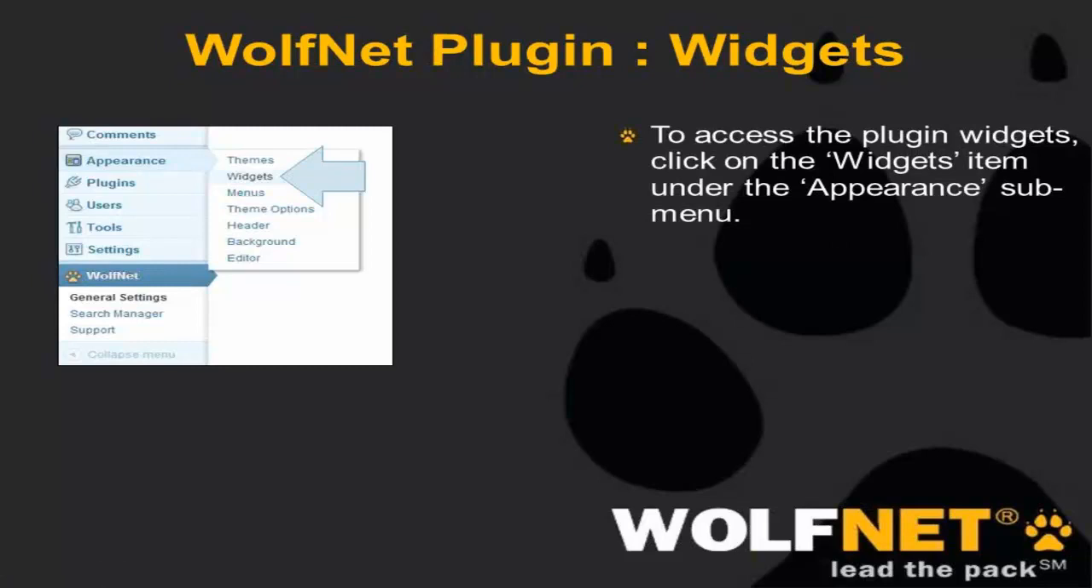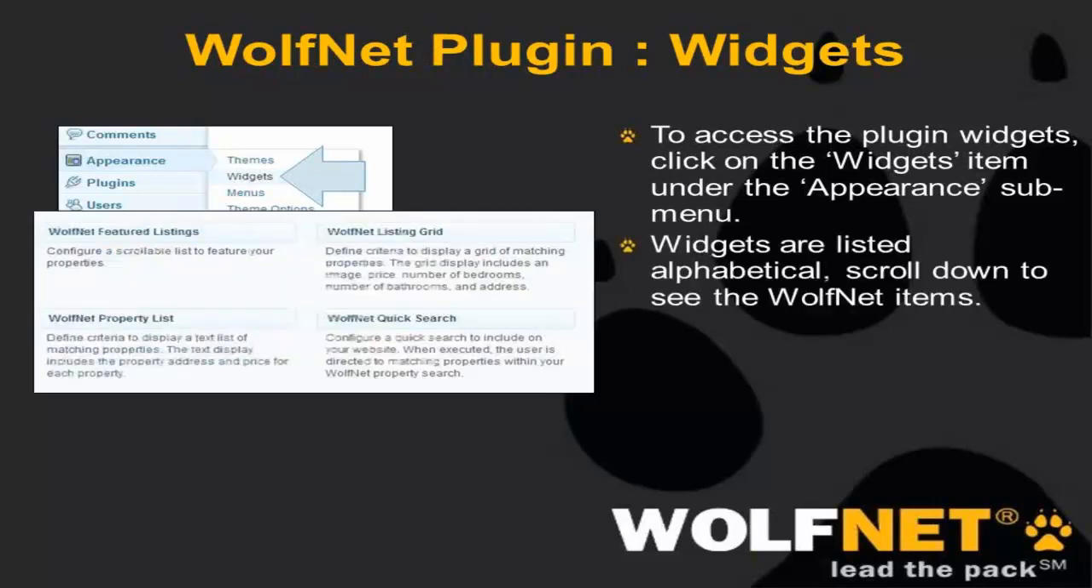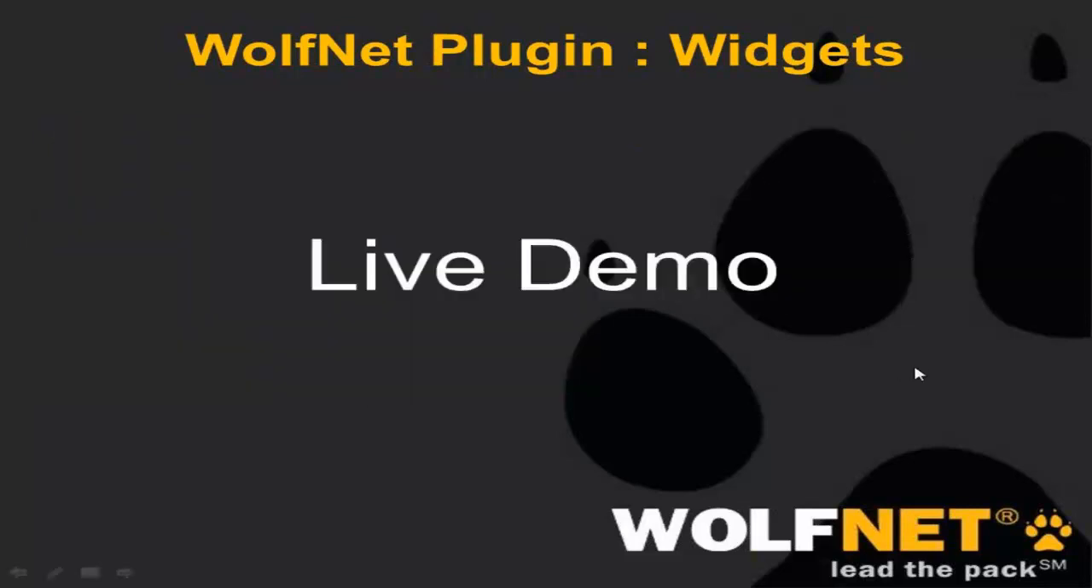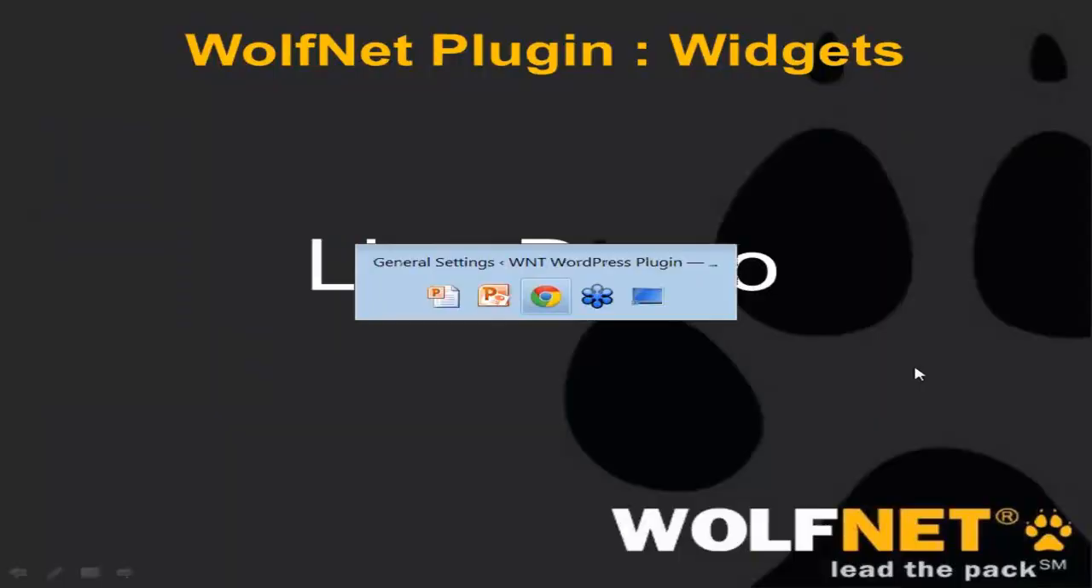To get to these WolfNet widgets, basically just look for the Appearance item on the left navigation bar and click on Widgets from the submenu. It'll come up with a list of everything you have installed, so you may have to scroll down to see the WolfNet one since it's alphabetical. But these are the 4 I just spoke of, and let's take a look at those.